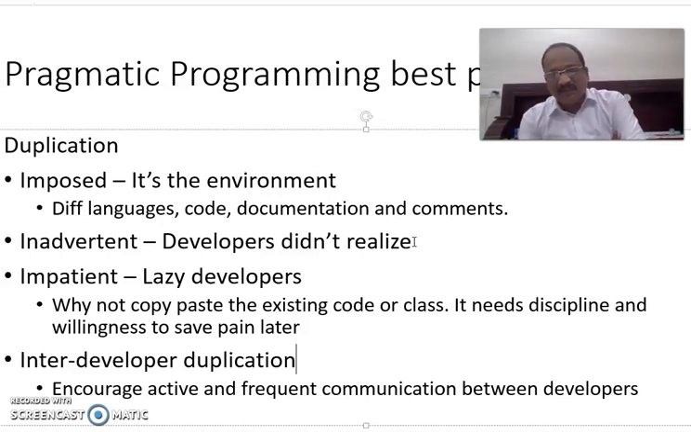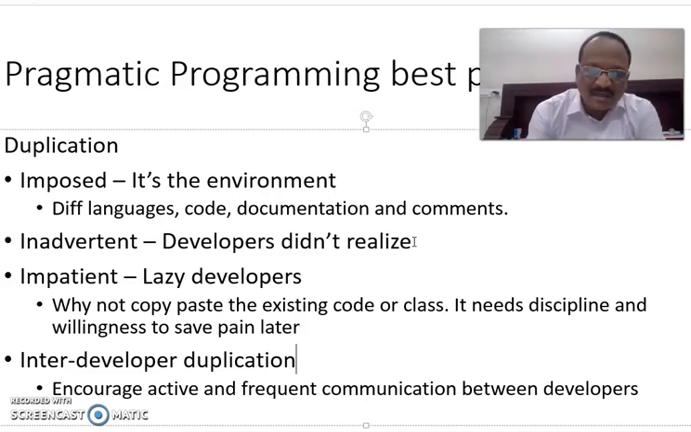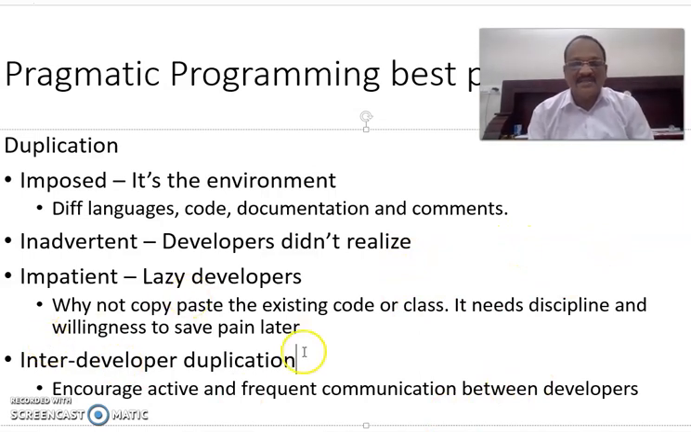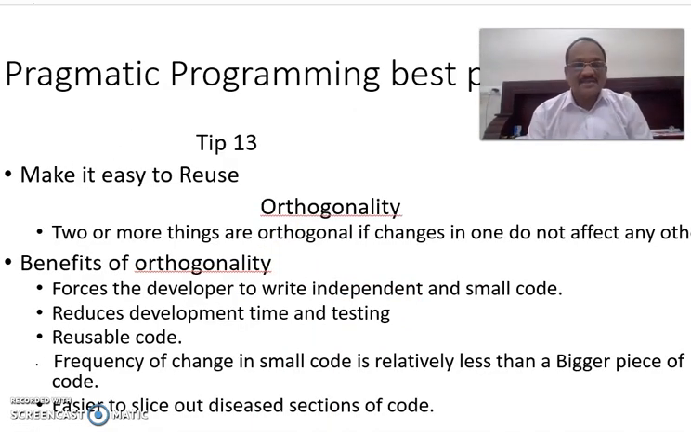Inter-developer duplication. In a team, two programmers can work and duplicate each other's efforts. So encourage active and frequent communication between developers so that inter-developer duplication can be eliminated. These are the duplications.